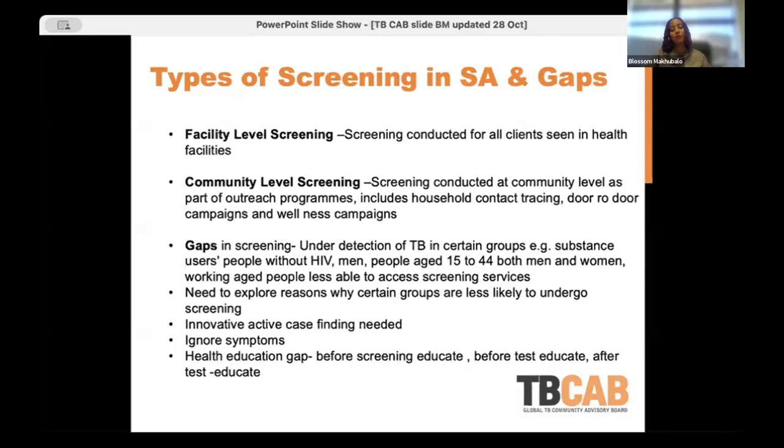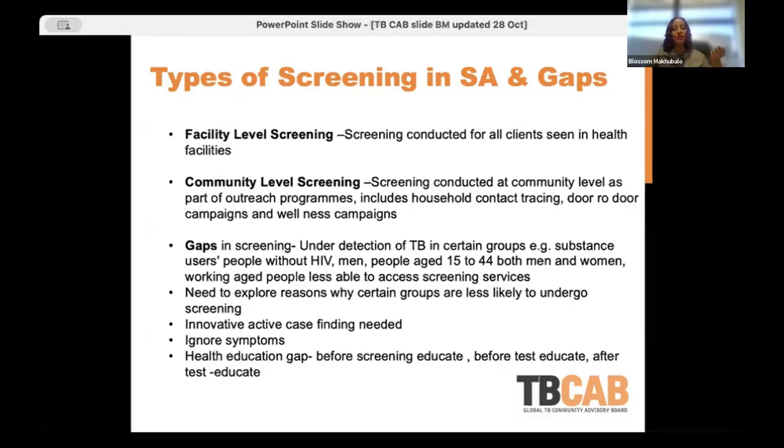There's also what we see, which is people ignoring symptoms. They have symptoms of TB, but they ignore them, and this is usually associated with TB stigma. Yes, it's 2024, but we still see a lot of TB stigma. We still need to do a lot of education and awareness in our communities, because stigma exists because of people not understanding the disease. We also need a lot of health education. There's a lot of gaps.